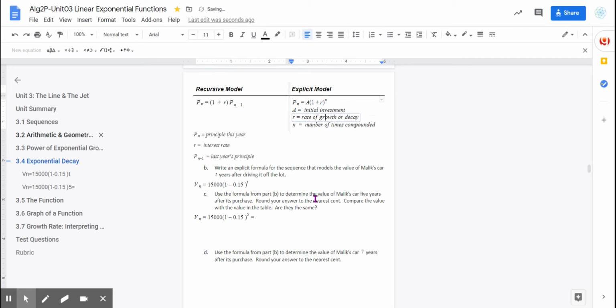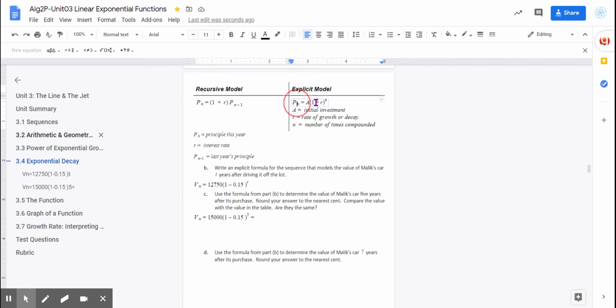And so let's look at what we have right here. With Malik's car, we want to write an explicit formula for the sequence that models the value of the car T years after driving it off the lot. So right here, as soon as he drives it off the lot, it's actually worth $12,750. And every year, the growth rate is actually negative, minus 15% to the T.